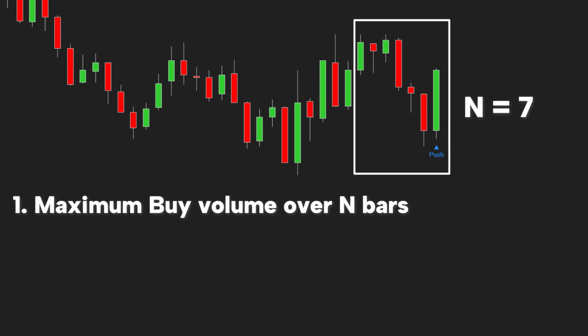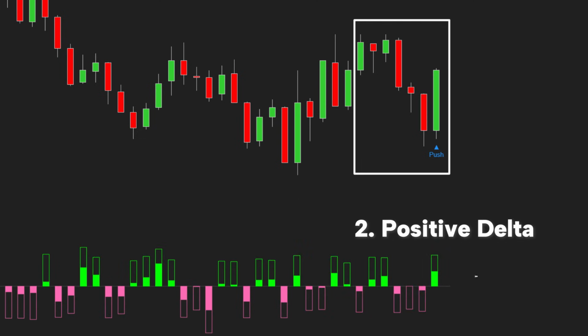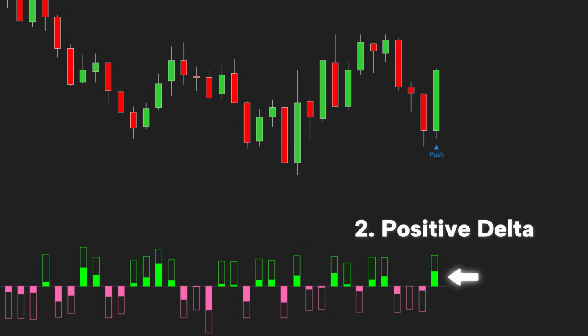Now, let's move straight to the chart. Here, you can see a push signal forming, and the first condition is that the candle must have the maximum buy volume over N bars. In this case, N is set to 7, so this candle has the highest buy volume among the last 7 candles. The second condition is that this bullish push candle must have a positive delta, showing that buying pressure is dominating the market.